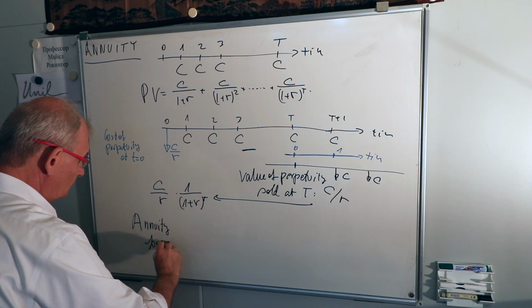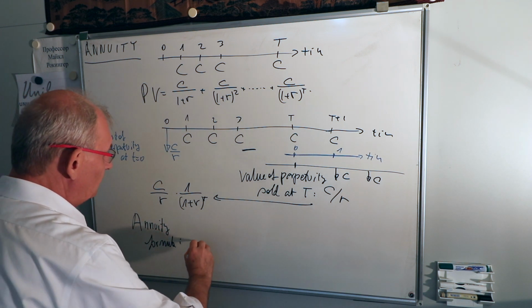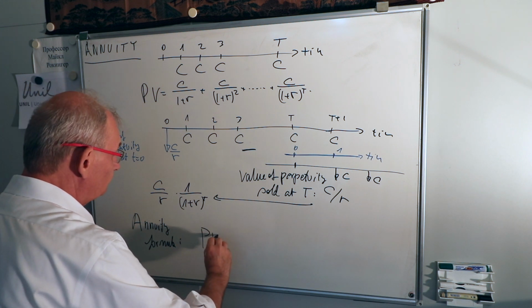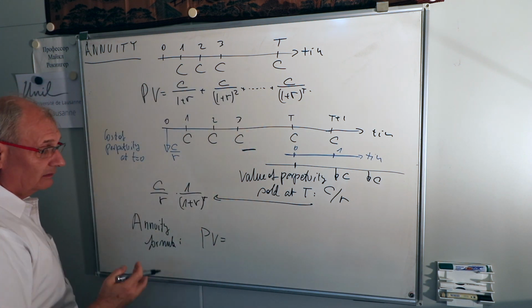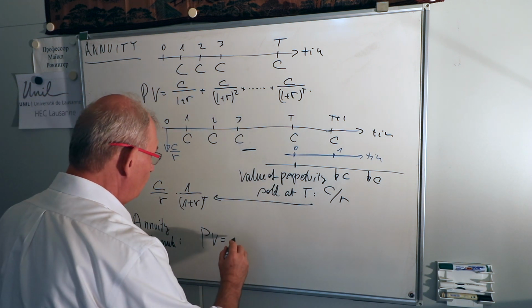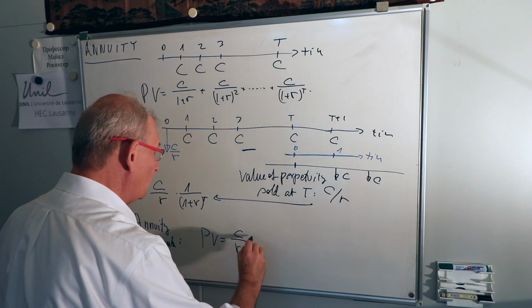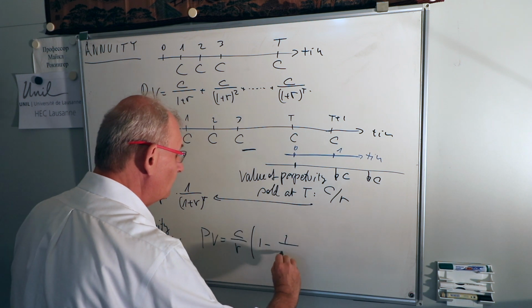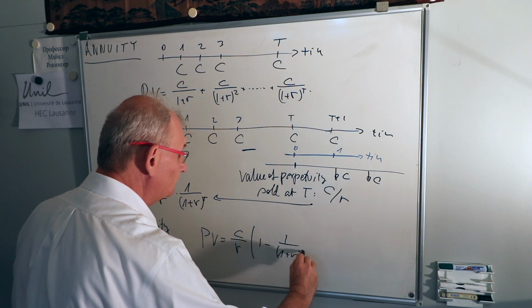Formula, which is going to be giving you the present value here of a constant cash flow stream up to time period t, which is going to be C divided by R, 1 minus 1 plus R to the power t.